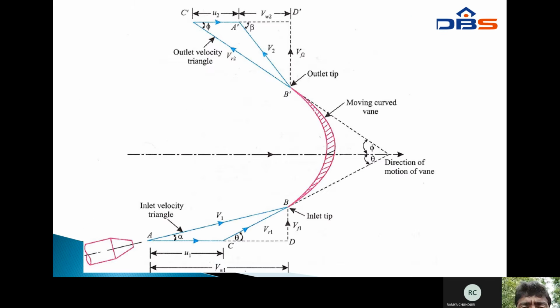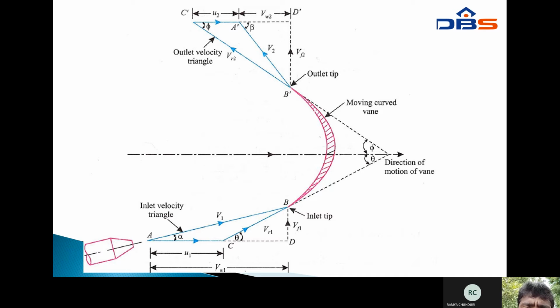As shown in the figure, this is the curved plate. The jet strikes at the end of the curved plate, and we draw an inlet velocity triangle and an outlet velocity triangle as small diagrams. This is the inlet triangle and outlet triangle. In this, the inlet triangle is ABD.